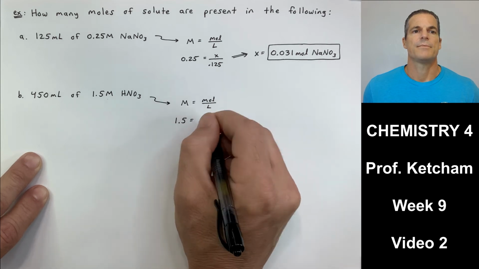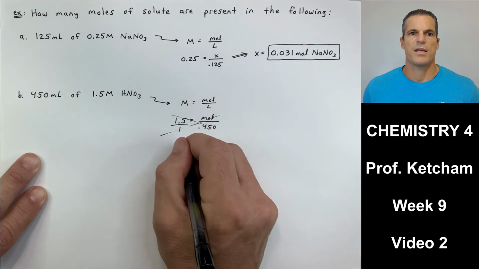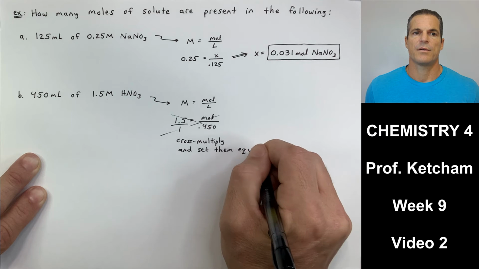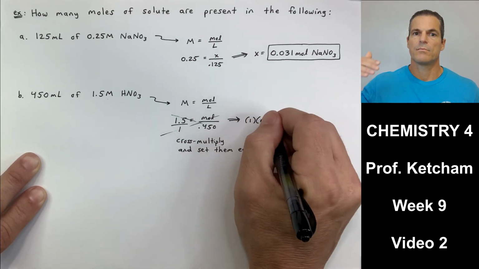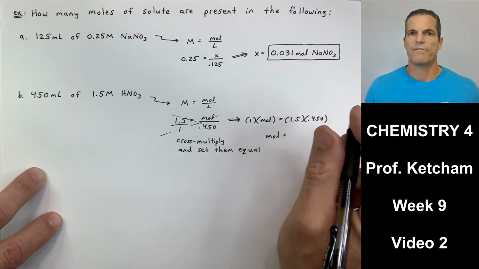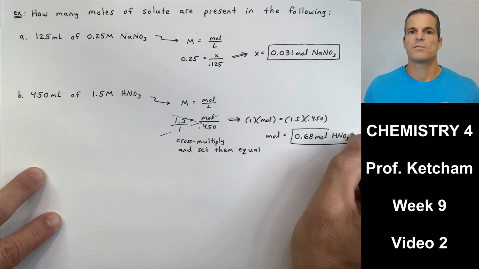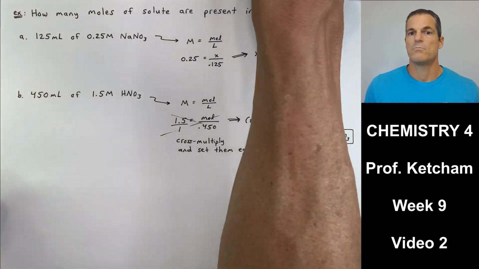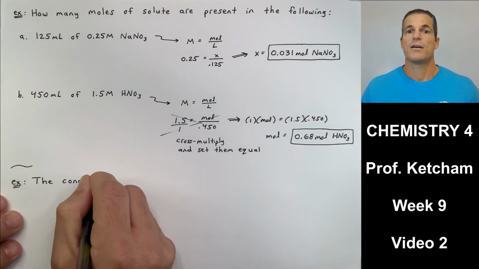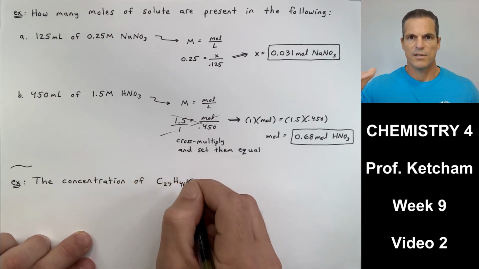B, 450 milliliters of 1.5 molar HNO3. All right, well, molarity, M, is equal to mole per liter. So 1.5 equals whatever moles divided by 0.450. This is just like the one I've just done. So cross multiply and set them equal. You got 2 sig figs, so the answer is 0.68 moles of HNO3. Notice how I don't just write 0.031 or 0.68. I write the units out. Moles NaNO3, 0.68 moles HNO3.